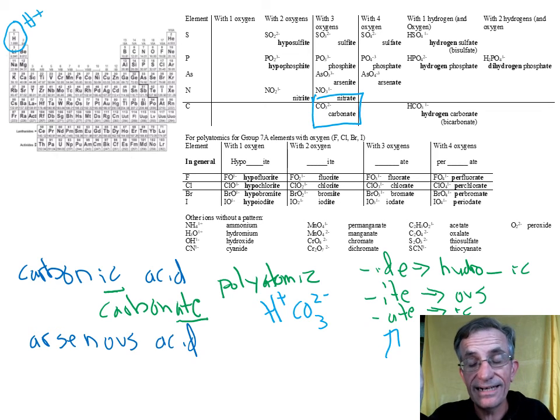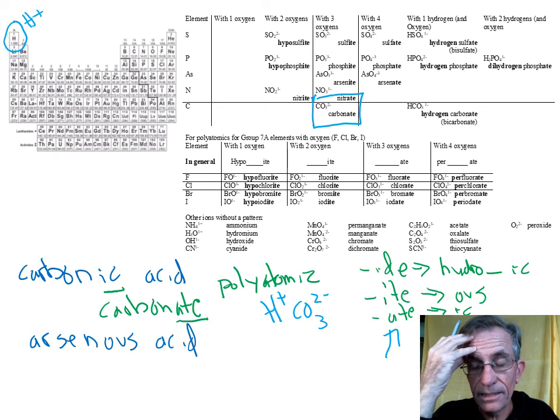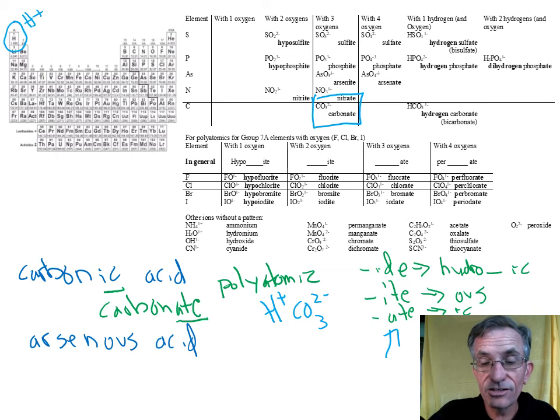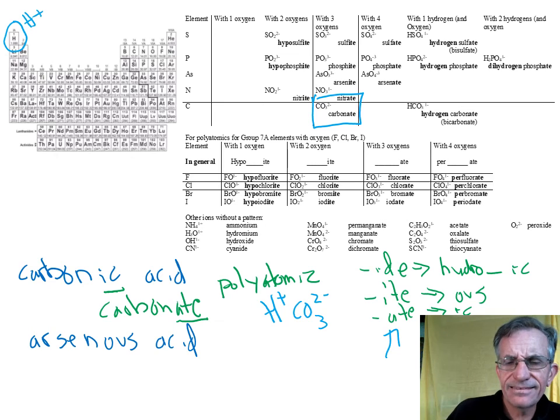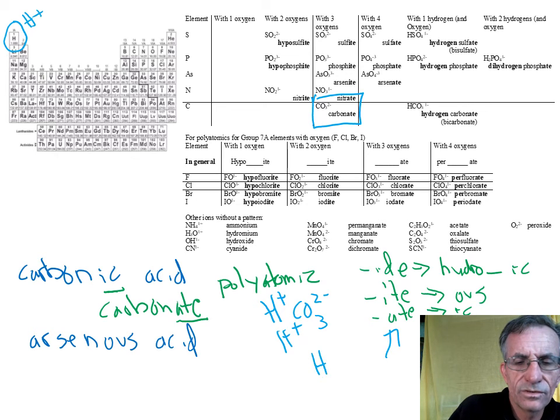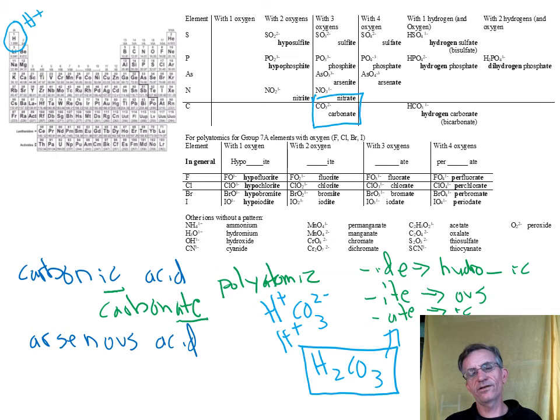Now, just like when we did ionic, you've got to balance the charges. Hydrogen is always going to be part of an acid. In this case, the other part is carbonate. To get the charges to balance, one hydrogen is not going to do it. We need another hydrogen. So the right formula would be H2CO3. That's the formula for carbonic acid.